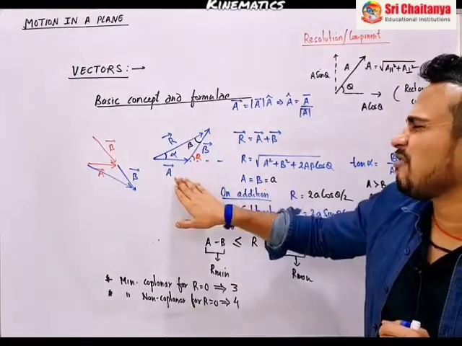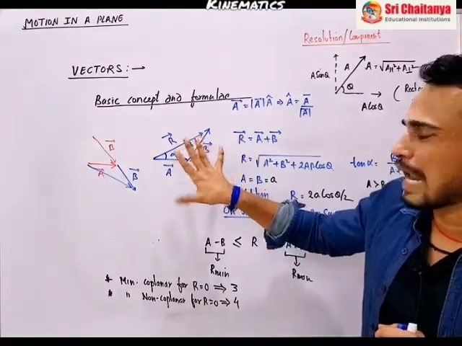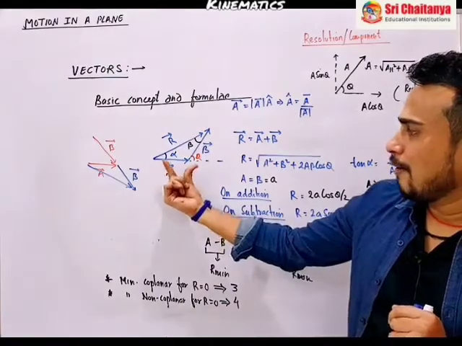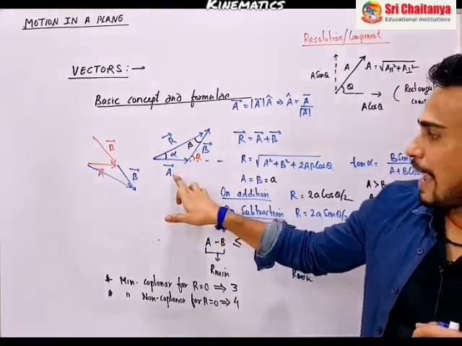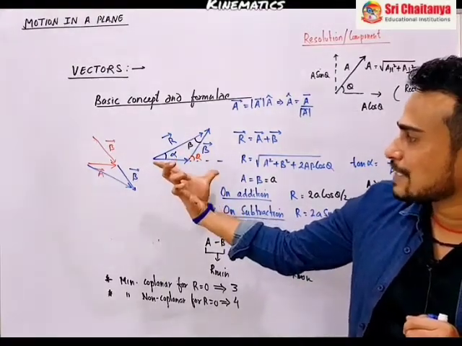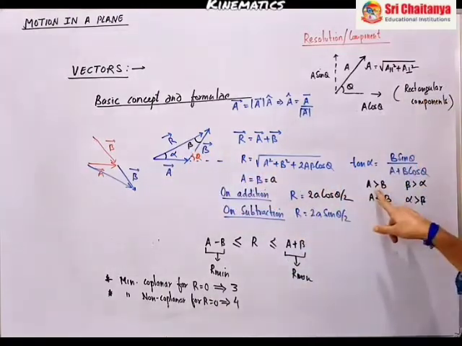So a student thinks that if A has more magnitude, then alpha is more. No. You have to use the basic concept of triangle which you studied in class 9, 10th. The angle opposite to the larger side will always be larger. If A has more magnitude, this side length will be more, and the angle opposite to it, beta, will be more, which you can see here.